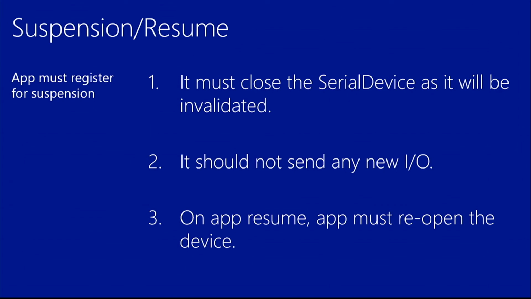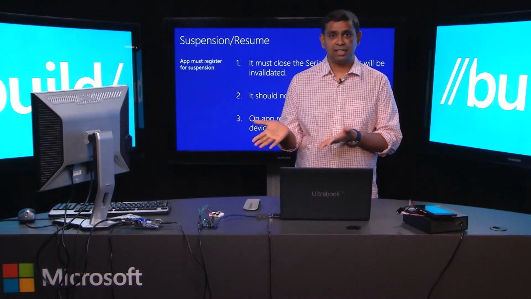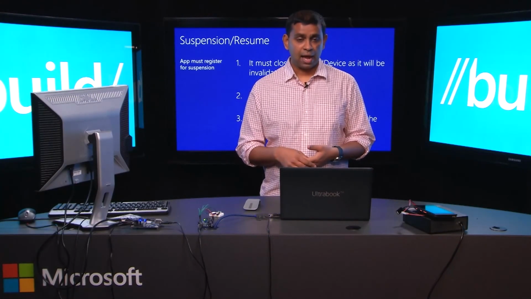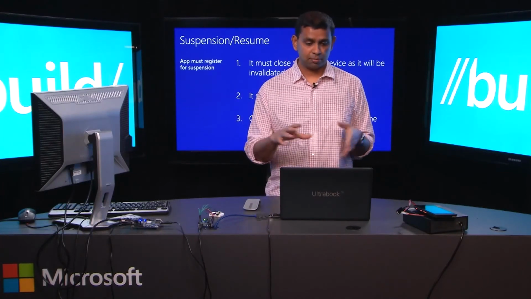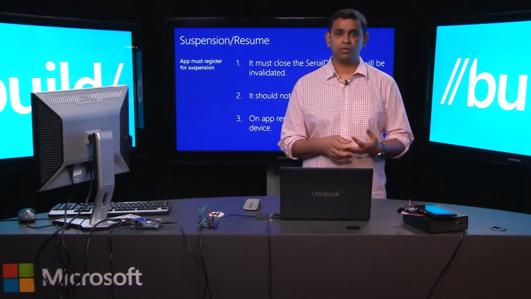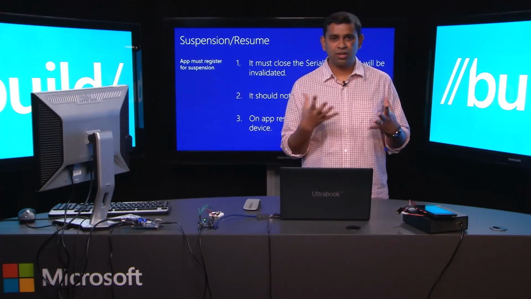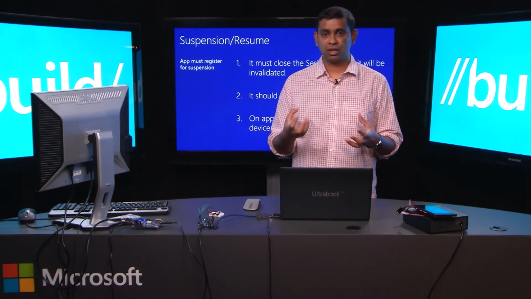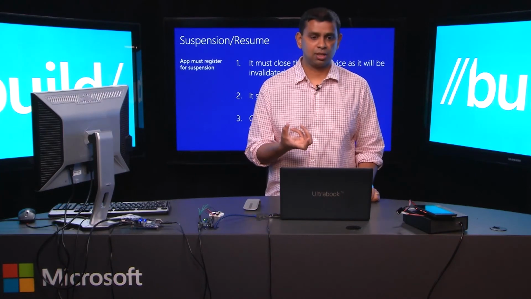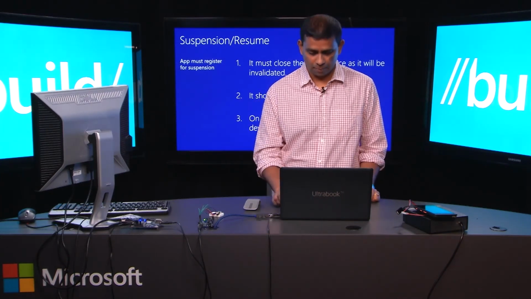And in the notification, you must close the serial device because it will get invalidated and the handle will no longer be valid. It should not send any new I/O. And when the app gets resumed, it must reopen the device all over again and start from scratch. Well, not really start from scratch, but at least you can cache the device information object you got and reopen the handle to it.